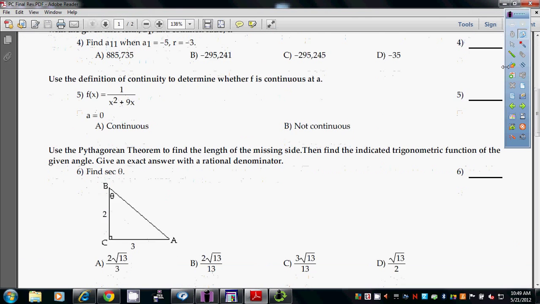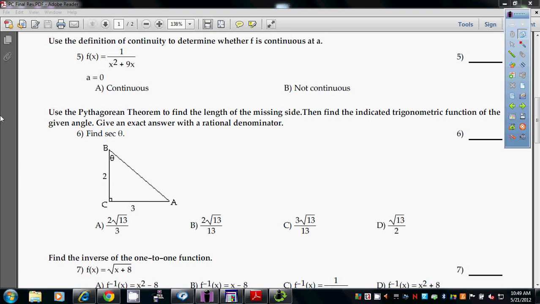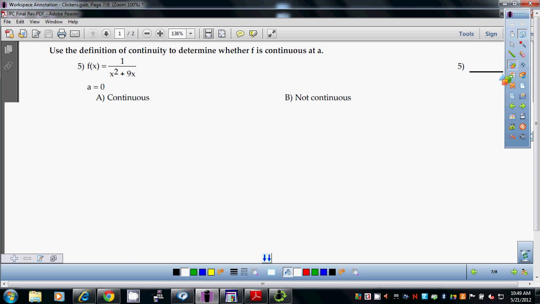Okay. Number 5. Continuity. Is it continuous? Is it not? How do I know? Plug it in. What do you get? Is this possible? No. All you have to do is those. If this had been a piecewise, you just needed to make sure that all of them were the same thing. But we didn't have to worry about that here. Any questions on this one?